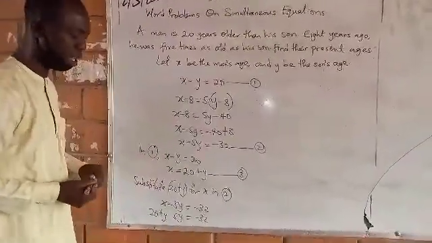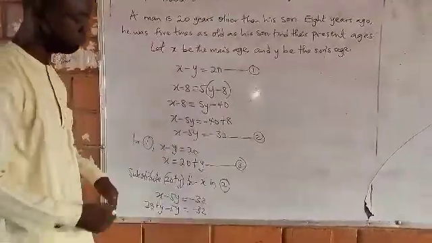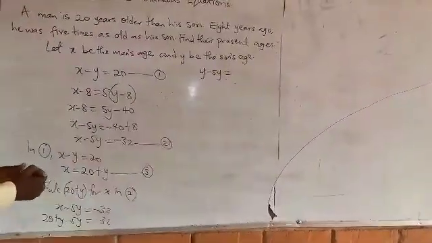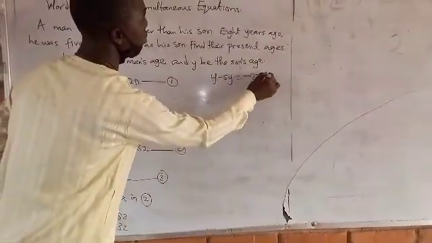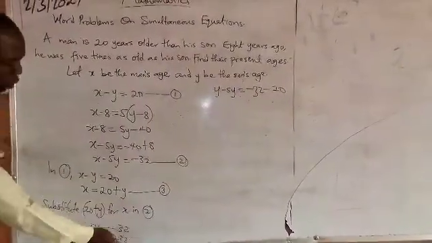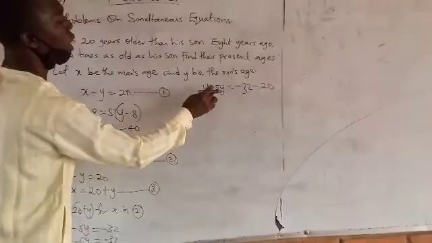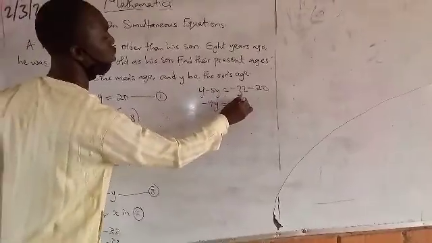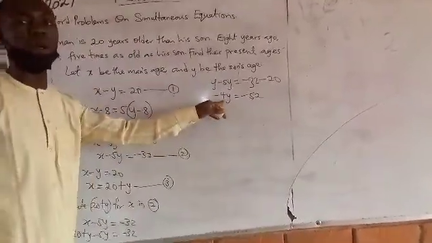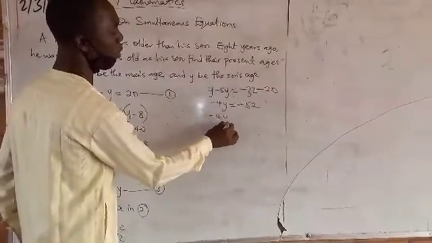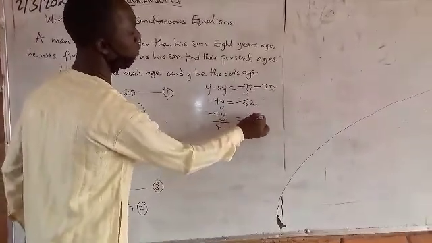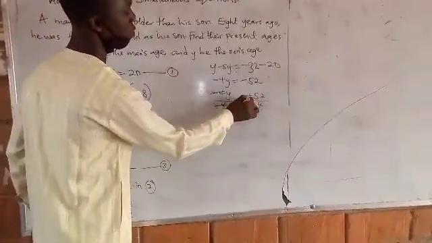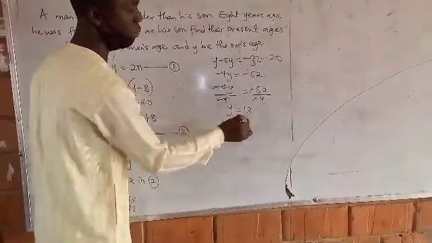So we now collect like terms. If we collect like terms, y minus 5y equals minus 32 minus 20, because when 20 comes to this side, it becomes minus. Y minus 5y is minus 4y. Minus 32 minus 20, minus 52. So we divide both sides by minus 4. Minus 4y over minus 4 equals minus 52 over minus 4. Our y is 4 in 52, that is 13.